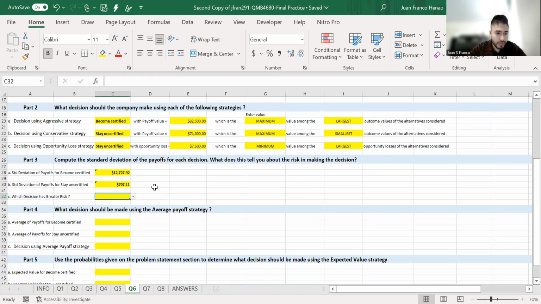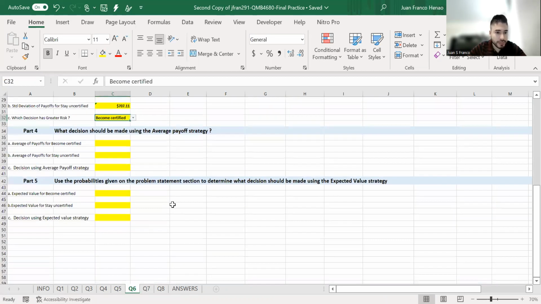Okay. We need to use some logic here for this. So the greatest risk corresponds to becoming certified because we are investing more money. So therefore we are taking on more risk. Okay, so it is become certified.